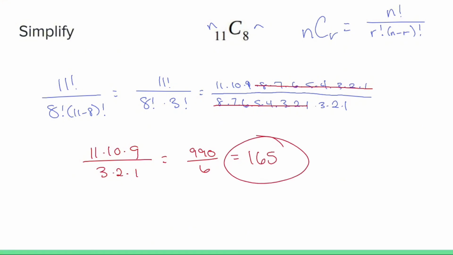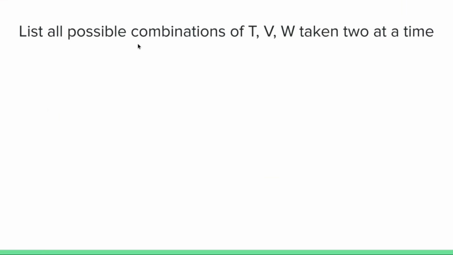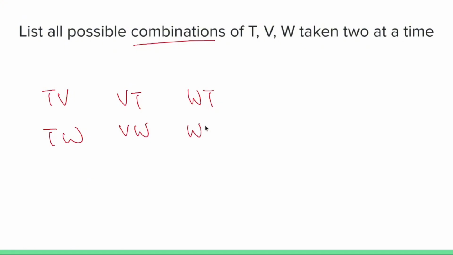And that's how it's done. List all possible combinations of T, V, and W taken 2 at a time. All right, well, let's start out with T. T could be T and V, and T could be T and W. V could be V and T, and V could be V and W, and W could be W and T, and W could be W and V.